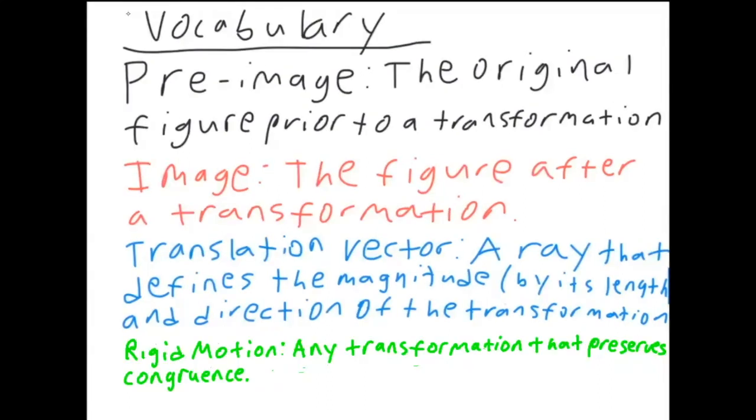And the last term is rigid motion, any transformation that preserves congruence. So translations, reflections, rotations, all the ones we're going to learn about are rigid motions. There are transformations that are not rigid motions, but those three are. They specifically preserve congruence. So that means their size and shape do not change. The only thing that changes is their orientation. You can flip them, you can turn them around, you can move them wherever you want, but they stay the same size and the same shape.